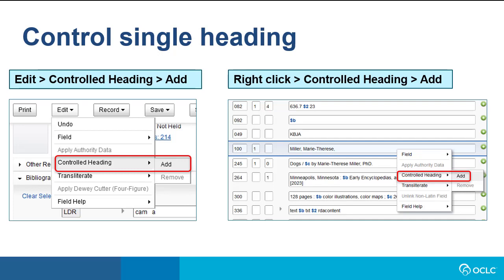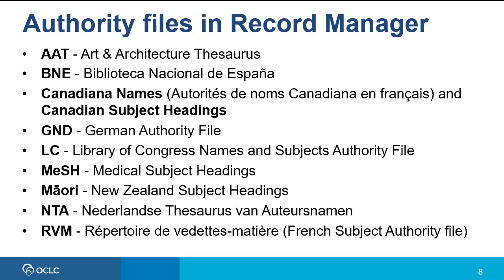To control a single heading, you can click on the heading in the record, and then you can either go to the Edit menu and select Controlled Heading Add, or you can right-click on the heading and select Controlled Heading and then Add. In addition to the Library of Congress names and subject authority files, there are several other authority files available in Record Manager for those libraries who use them. We will just focus on the LC headings in this video.